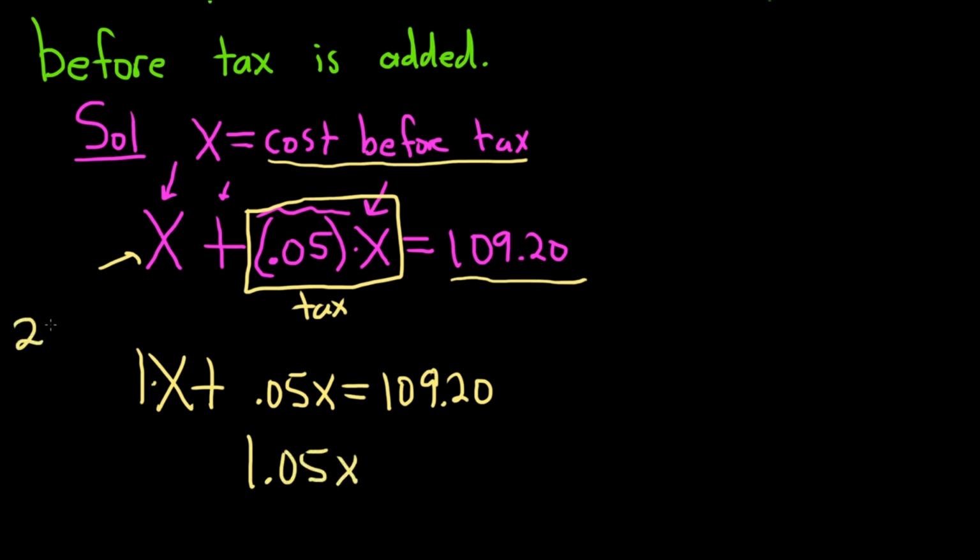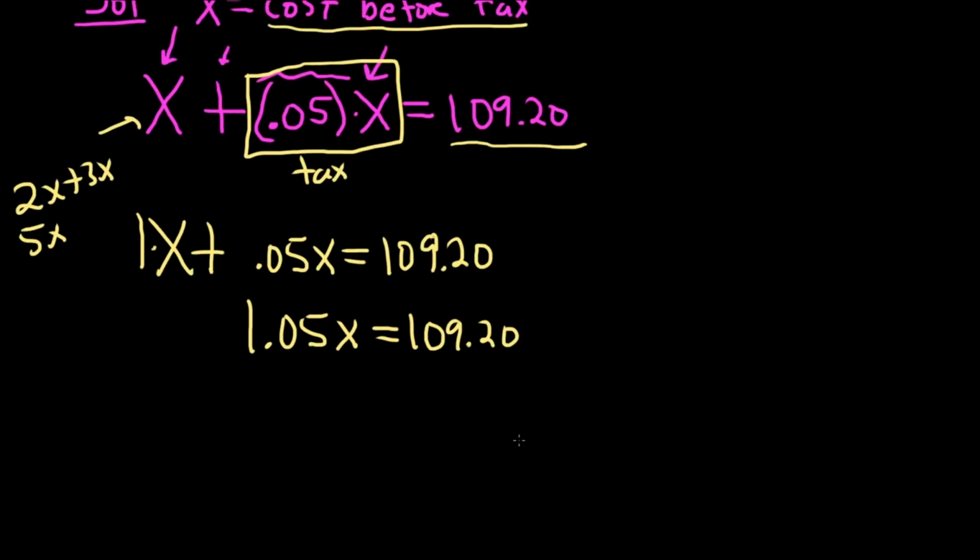It's like if you had 2x plus 3x. You just do 2 plus 3 and you get 5x. Same thing here, it's just the decimals are a little bit different. This is equal to 109.20. All right, it's being multiplied by 1.05. So to solve, we have to use division. So we'll divide by 1.05. Divide by 1.05. Kind of a cool problem.